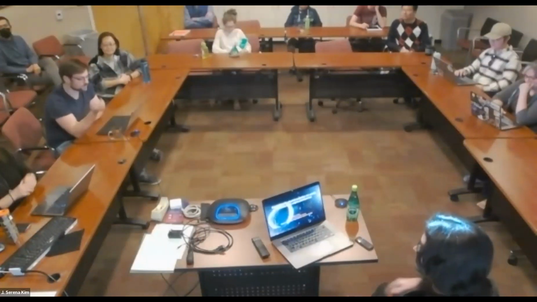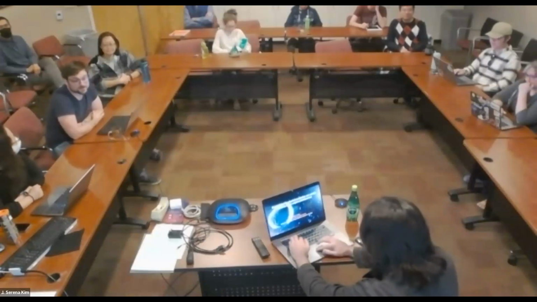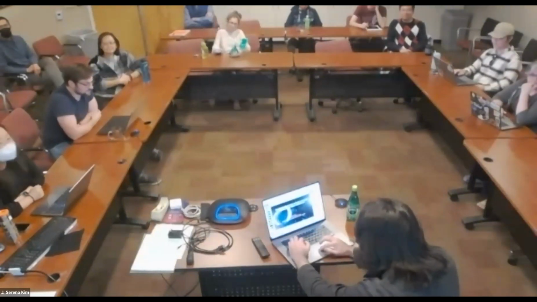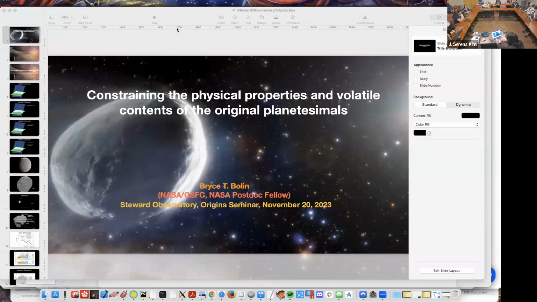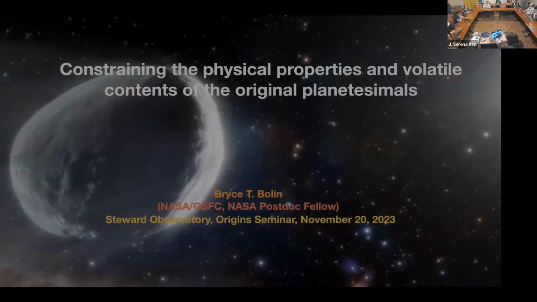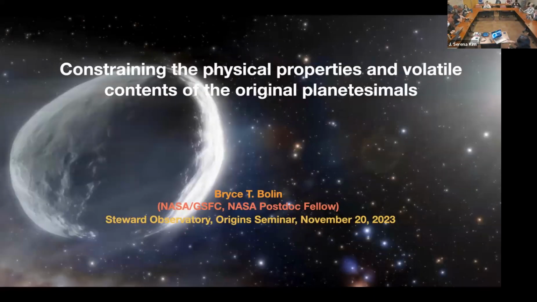Today we have Dr. Bryce Bolin, who's visiting Tucson. He got his PhD in astrophysics in 2018 from the University of Côte d'Azur in France. After that, he went on to California and used the Palomar Observatory, working on solar system objects. After that, he went to the Goddard Space Flight Center as a NASA postdoctoral program fellow, where he is now. And today he's going to talk about planetesimals.